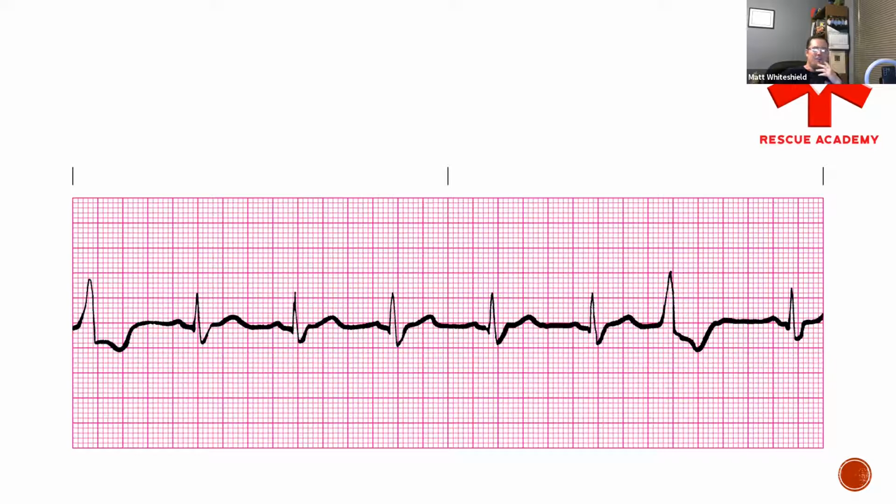So we have what appears to be upright P waves. We got QRS complexes. Then all of a sudden we have wide and bizarre QRS complexes. And I see two of them on here, which makes it unifocal. So unifocal PVC. So we would consider this normal sinus rhythm with unifocal PVCs.